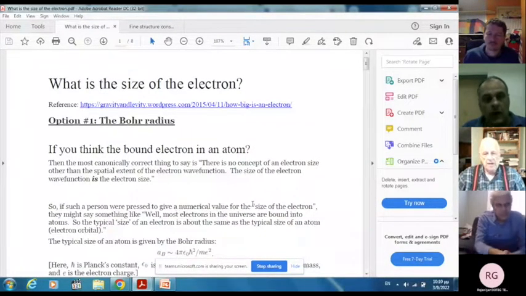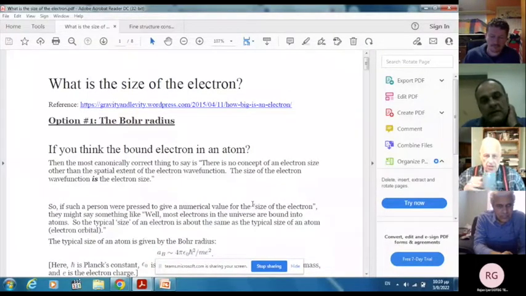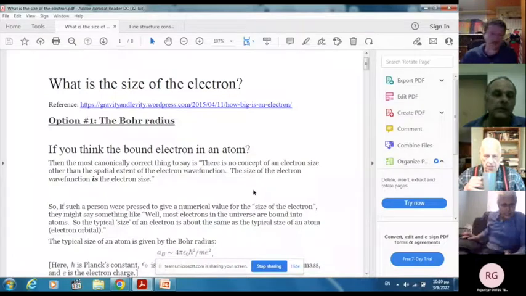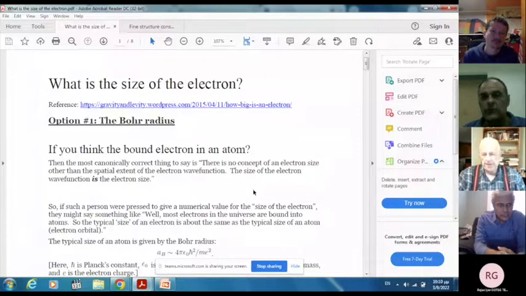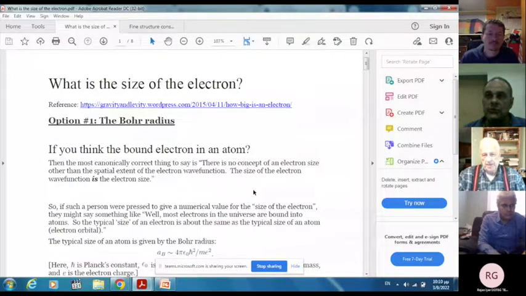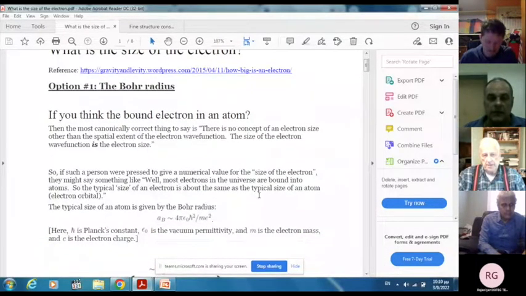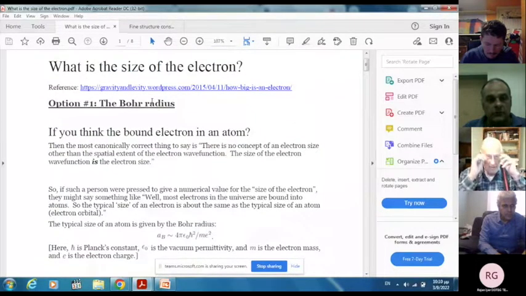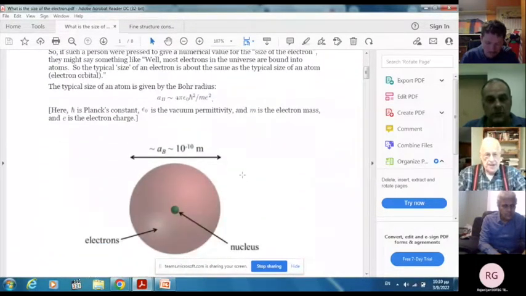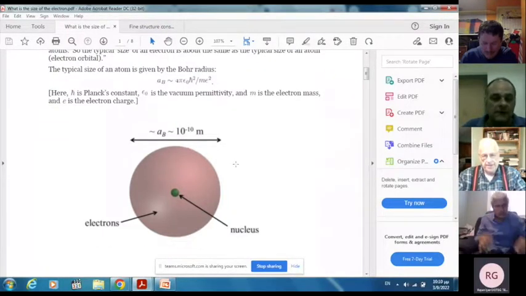So the first thing, if you ask a physicist what is the size of the bound electron inside the atom, a canonical answer will be that there is no size for the electron. It's just the expansion of the wave function of the electron inside the atom, the electron orbital. So in that case, the first option we have for the size of the electron is the Bohr radius. So it's about 10 to the power of minus 10 meters. So that's one option we have to say about the size of the electron, right?